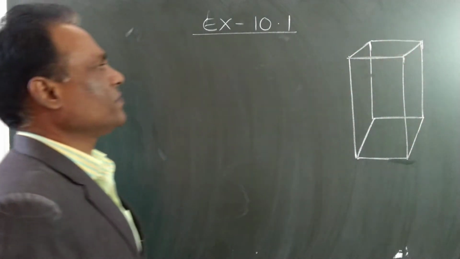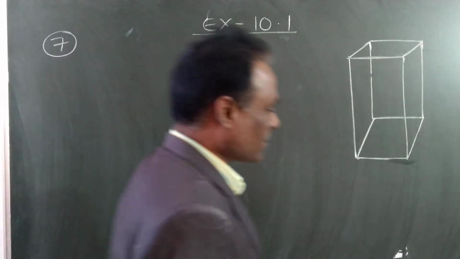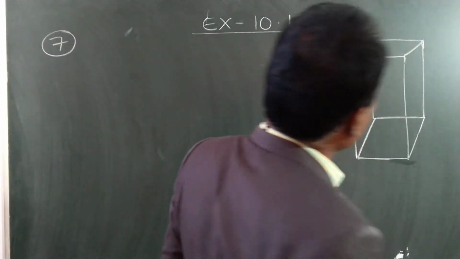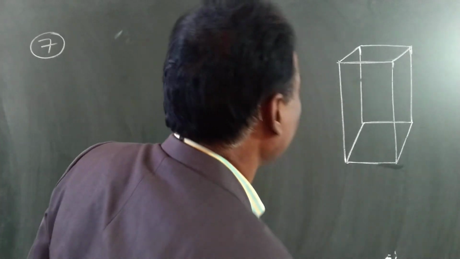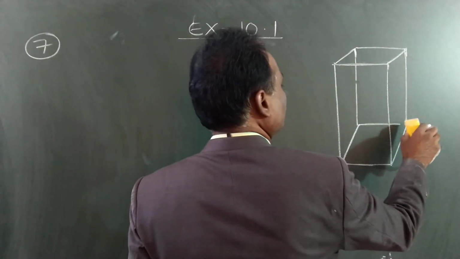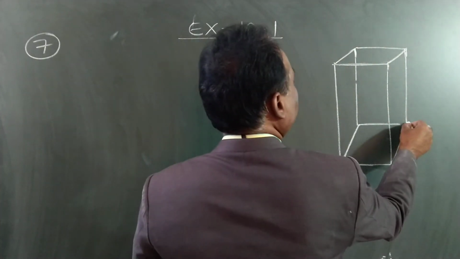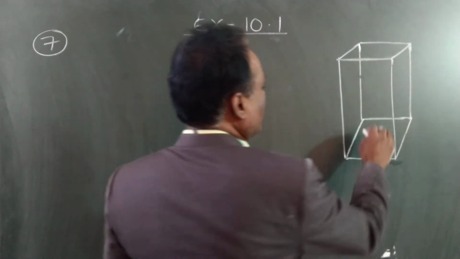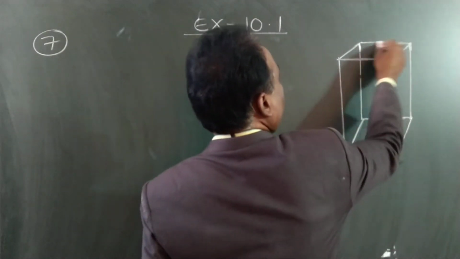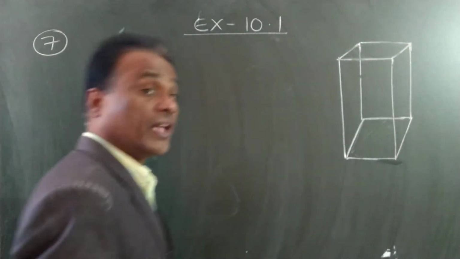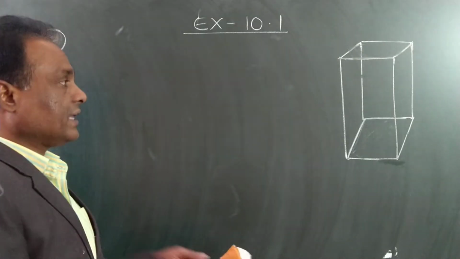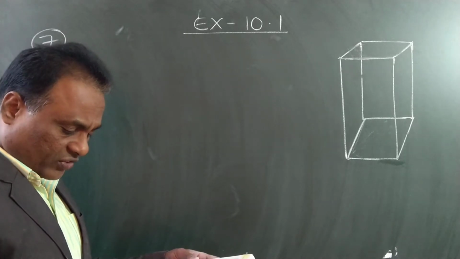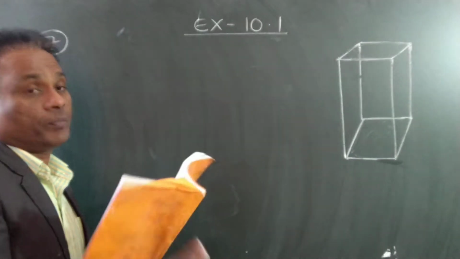Approximately the square pyramid will be like this. The base is in the form of a square and the top is also in the form of a square. This is a square pyramid, a 3D figure. The question is: find the volume of the pyramid.